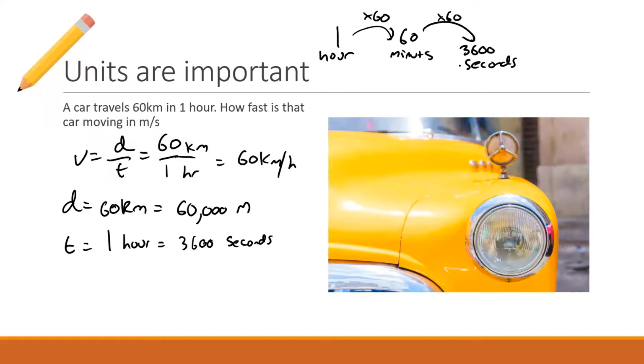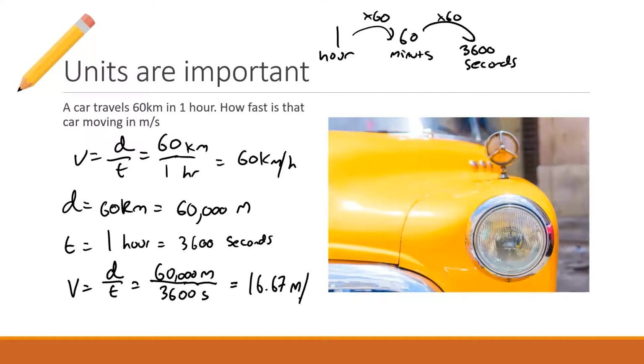So now let's do this equation again. V equals d over t. The speed is going to be, this time the distance traveled is 60,000 meters over 3,600 seconds, which is 60,000 divided by 3,600 seconds, 16.66, we'll go with 16.67 meters per second. You can convert and you can compare these two things together.